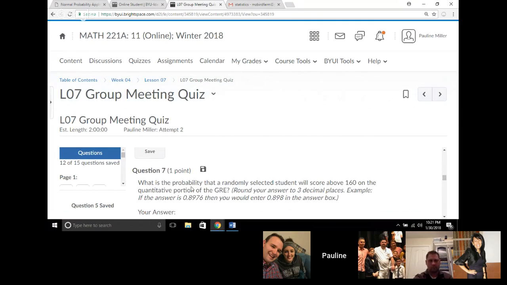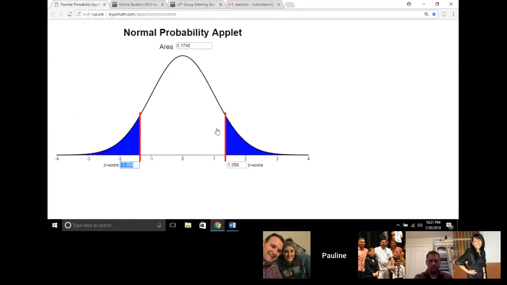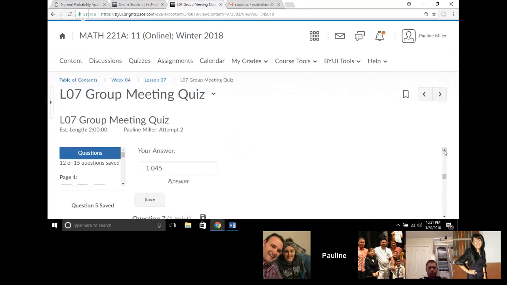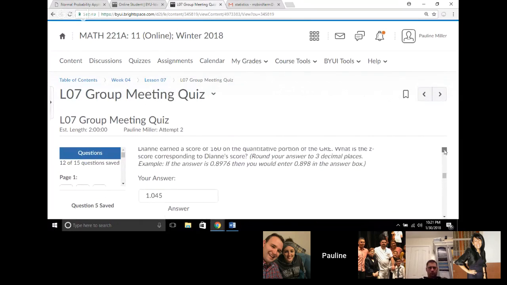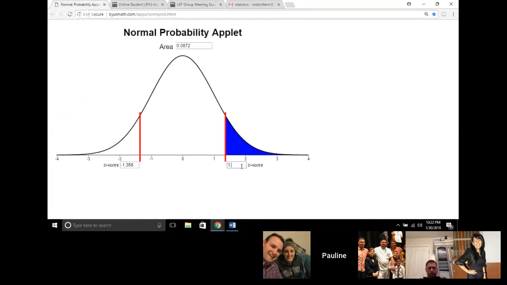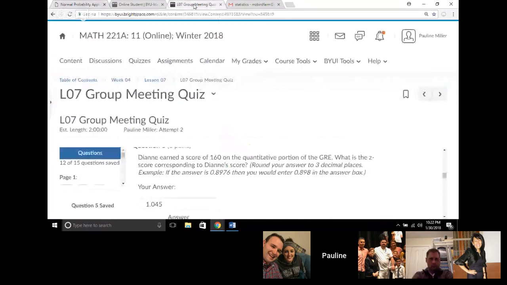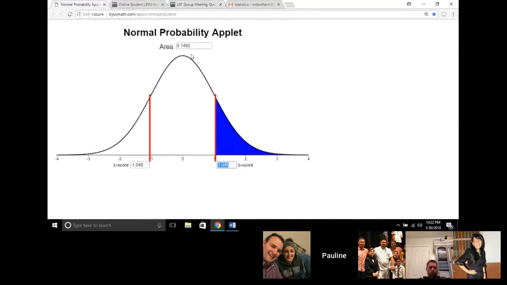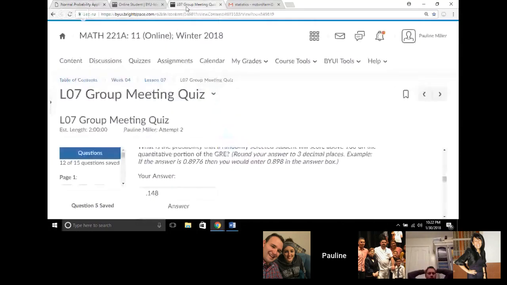Okay, and then this next one, the probability. So we know we're going to use the app that a randomly selected student will have above 160. It's going to be above because 150.8 was the normal, and then we're going to plug in what we got from the z-score, 1.045, and that'll give us the probability right here. And that's 0.148, and he says he only wants it to 3 decimals, so we drop the 0.